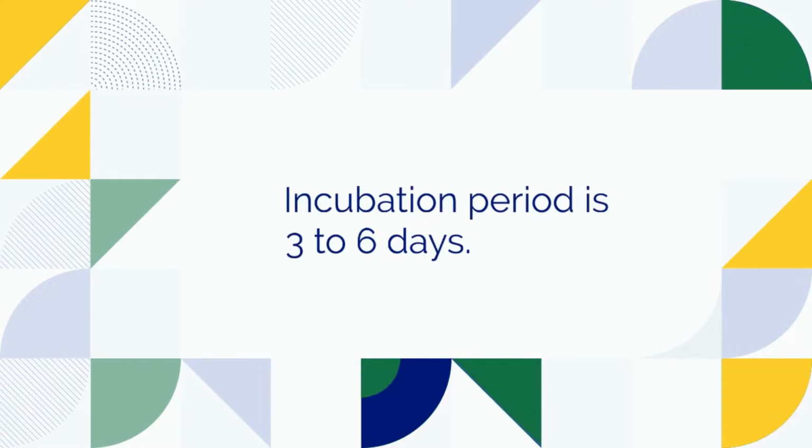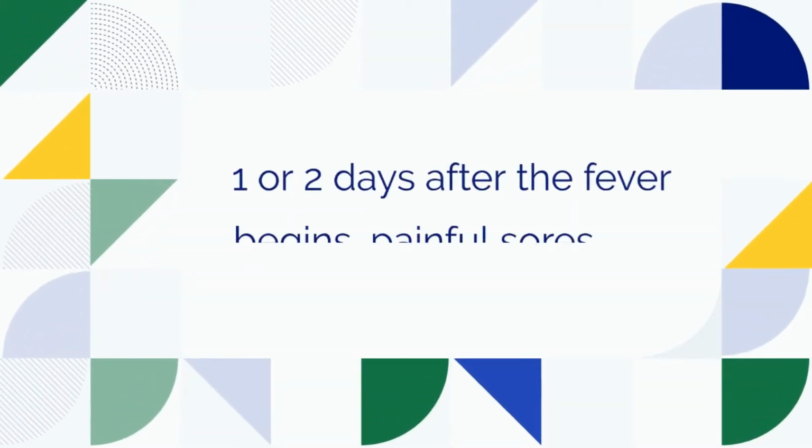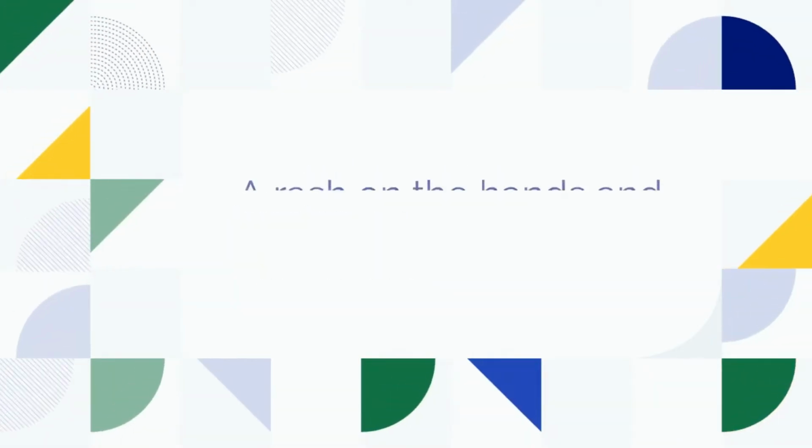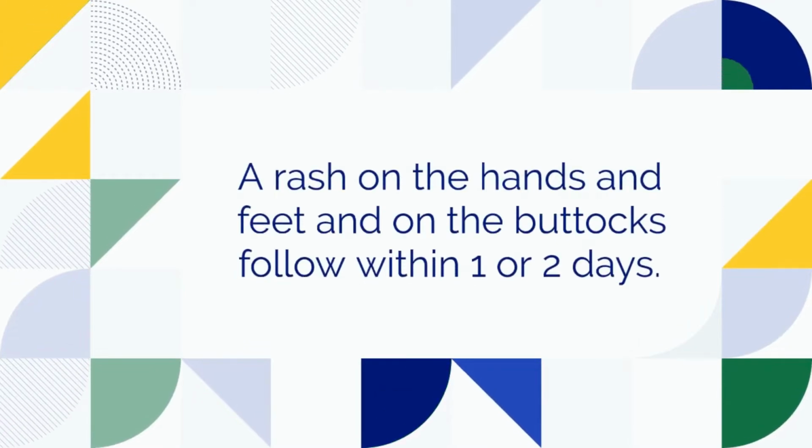The usual period from initial infection to the onset of signs and symptoms, the incubation period, is 3 to 6 days. A fever is often the first sign, followed by a sore throat, and sometimes a poor appetite and feeling unwell. 1 or 2 days after the fever begins, painful sores may develop in the front of the mouth or throat. A rash on the hands and feet and possibly on the buttocks can follow within 1 or 2 days.